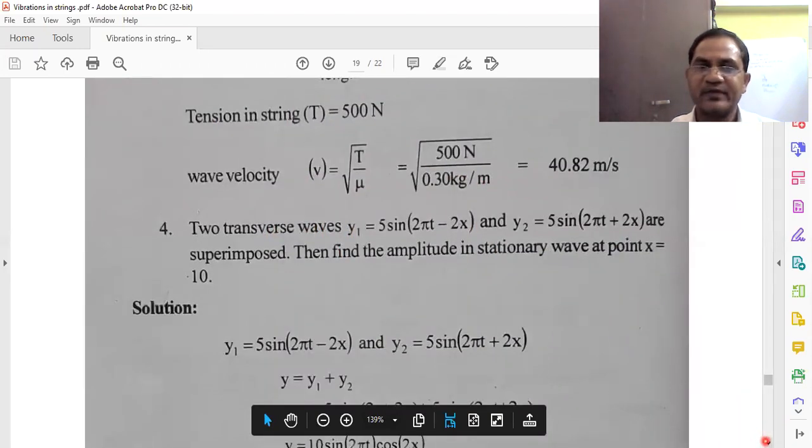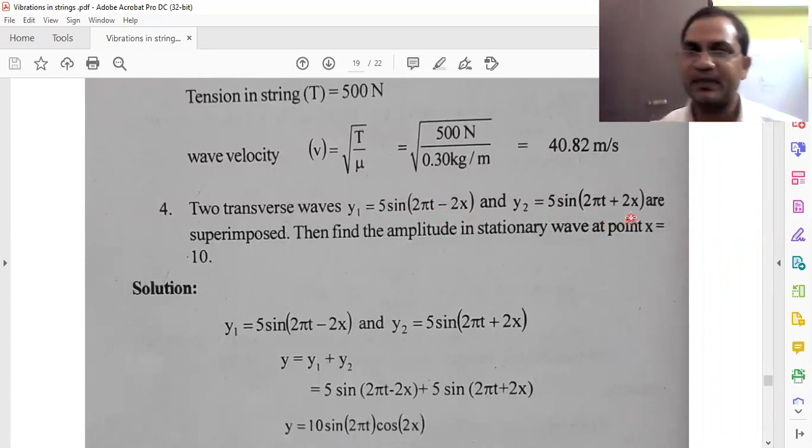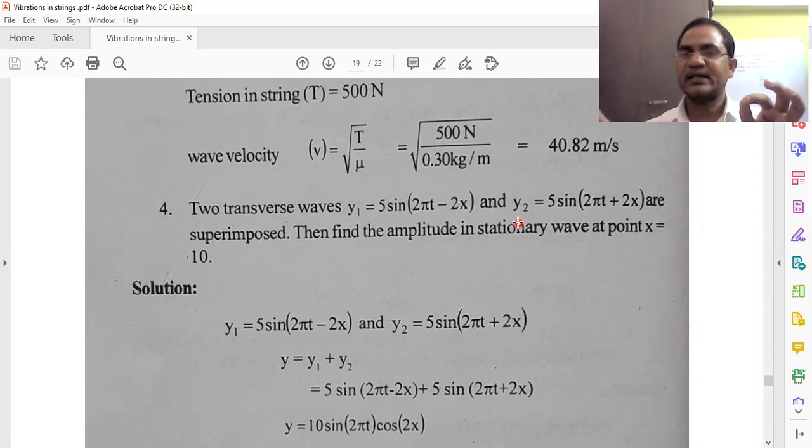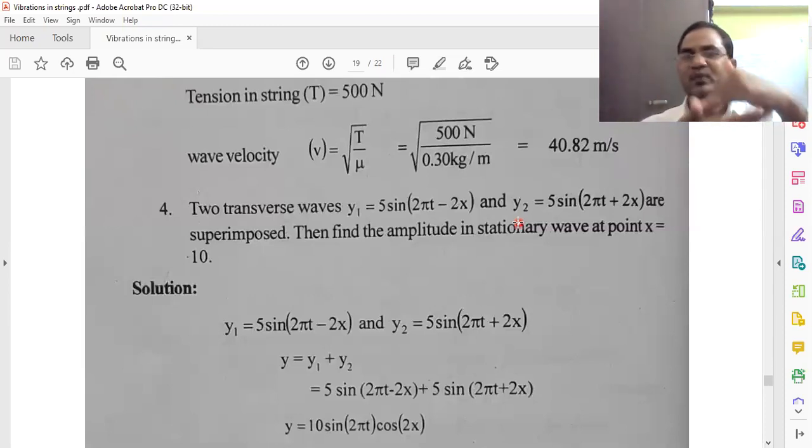Two transverse waves y1 equal to 5 sine of 2 pi t minus 2x and y2 equal to 5 sine of 2 pi t plus 2x are superimposed. Then find the amplitude in the stationary wave at point x equal to 10 meter. Here two waves. The first one is the wave propagating along the negative x-axis. The second one is the wave propagating along the positive x-axis. So these two waves are superimposing.